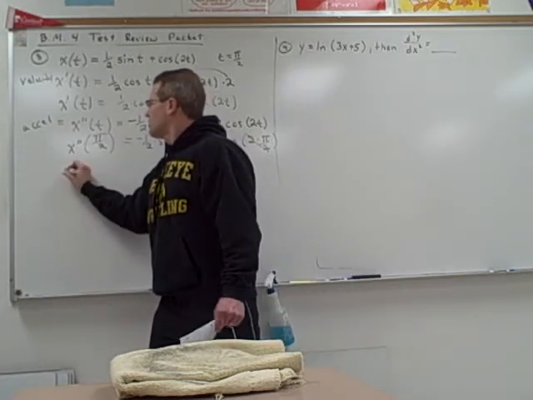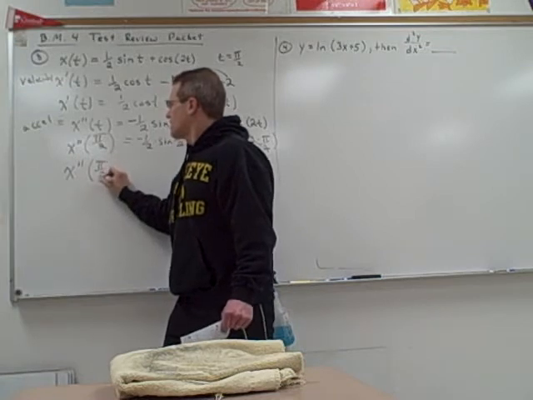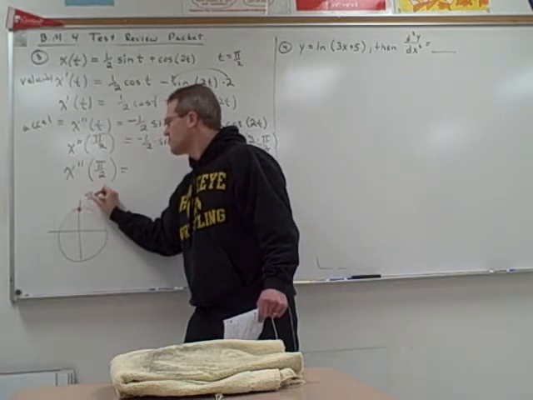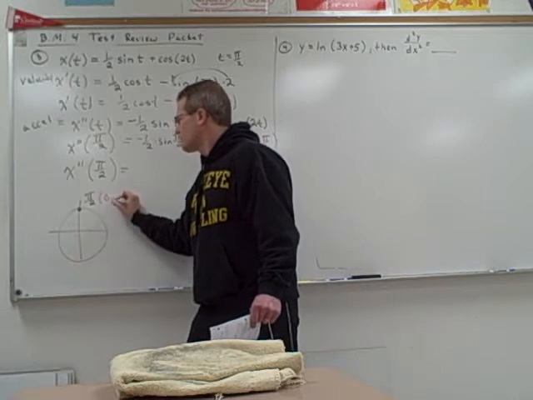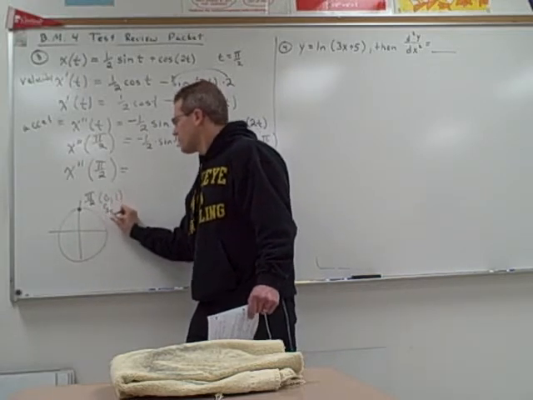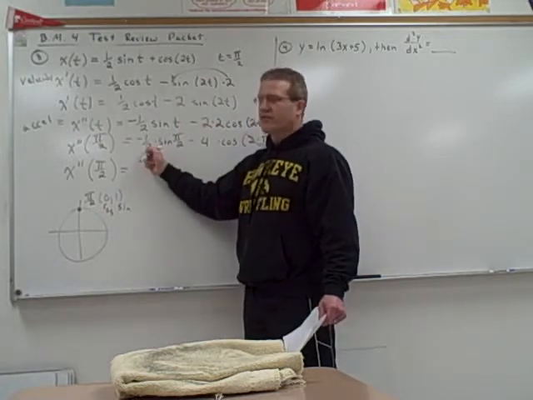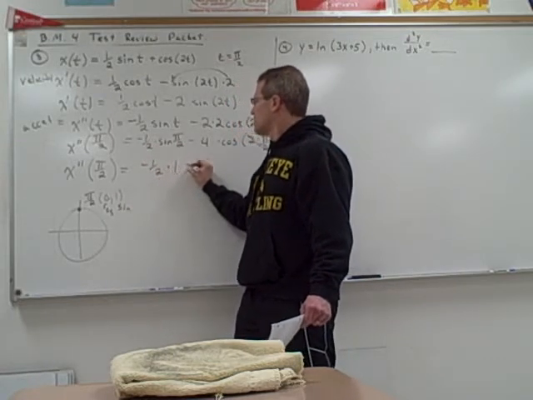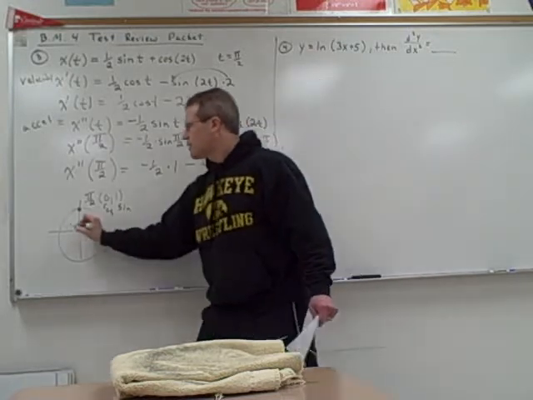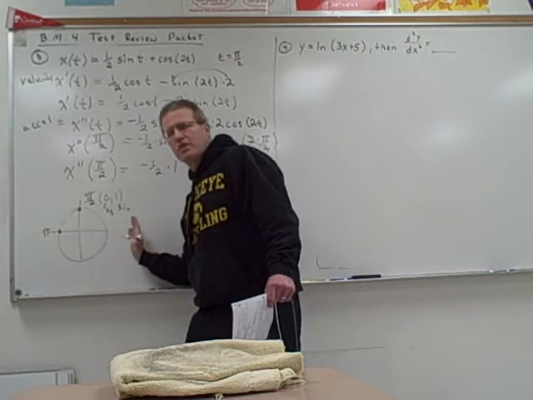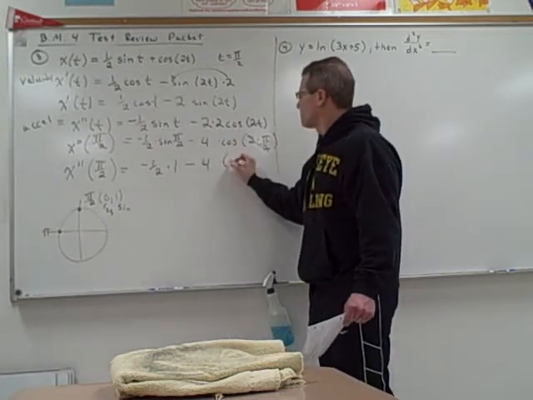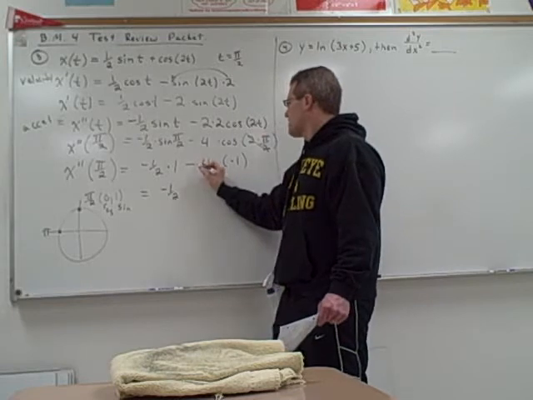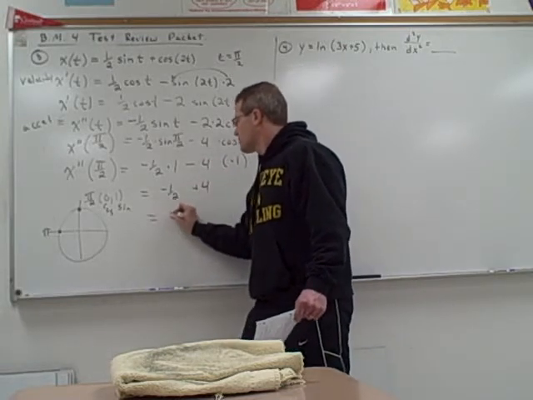Let's evaluate that now. So we're doing the acceleration at t equal pi halves. And when you think about the unit circle here, pi halves on the unit circle is at the top of the unit circle right there. That's the point 0 to the right, up 1. The x-coordinate is your cosine. The y-coordinate is your sine. So right here, negative 1/2 times the sine of pi halves. So negative 1/2 times 1 minus 4 times the cosine of pi. Pi is over here. Cosine is your distance left or right on the unit circle. So the cosine would be negative 1. So this comes out to negative 1/2. Minus 4 times minus 1 would be plus 4. So that comes out to 3.5.